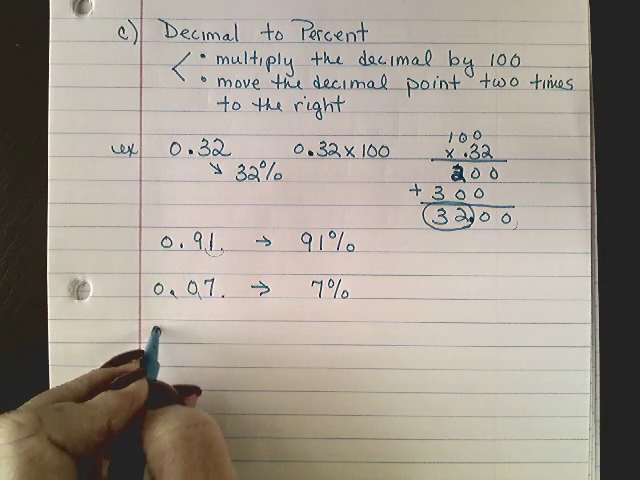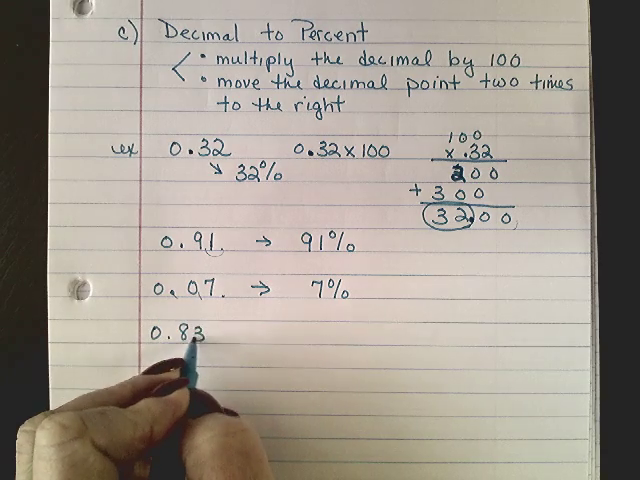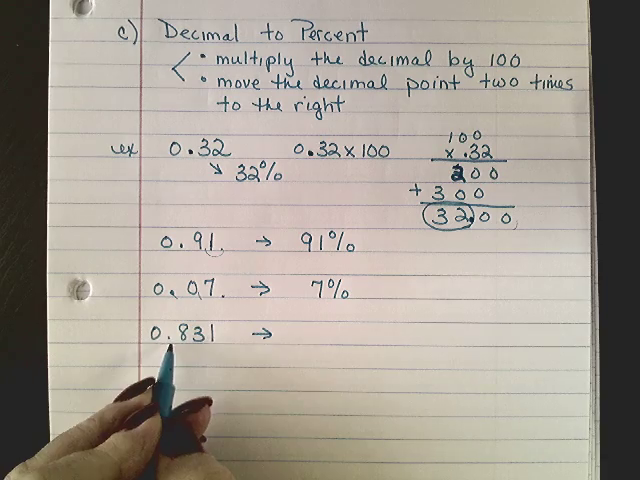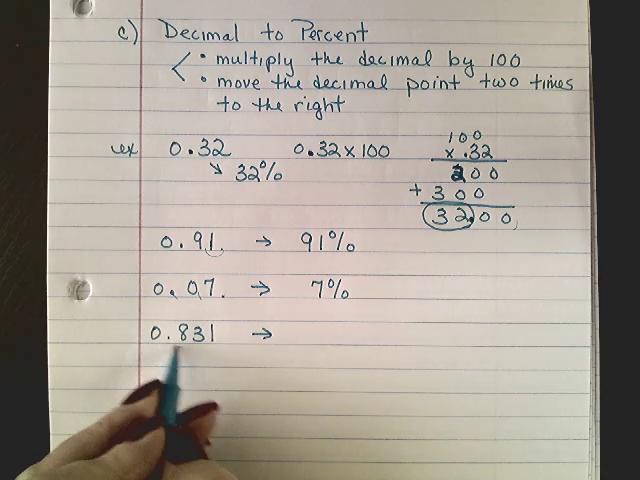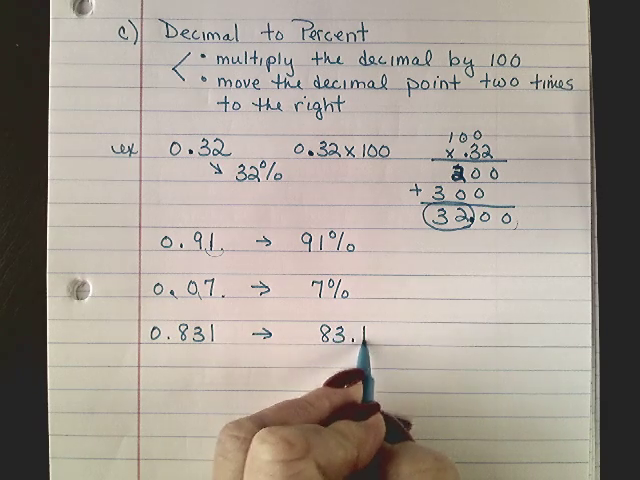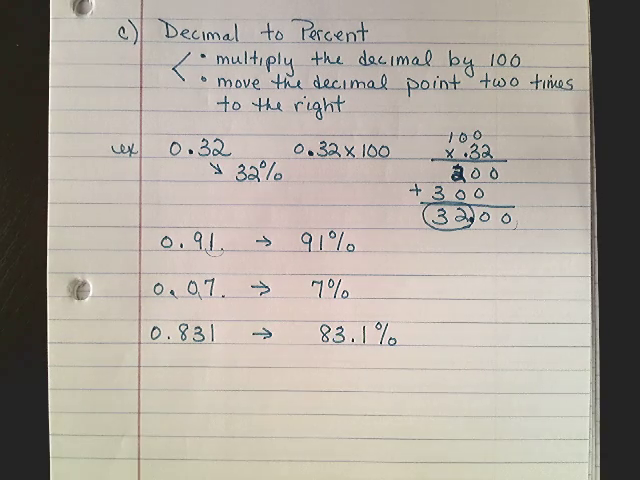If I had 831 thousandths, and I'm going to multiply that by 100, that would be 1, 2, and it would be 83 1/10%. So I would multiply by 100, move the decimal point twice to the right.